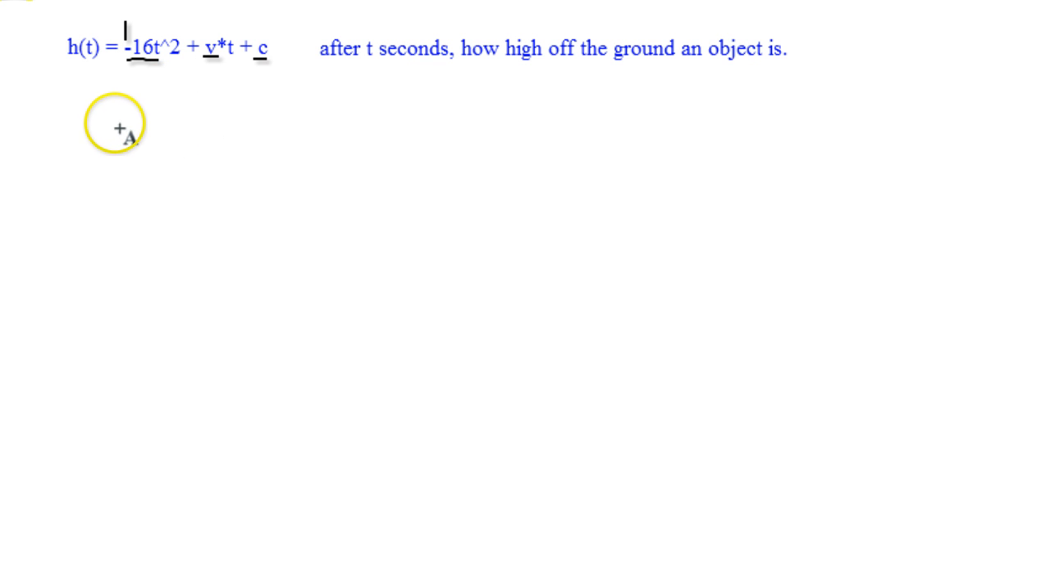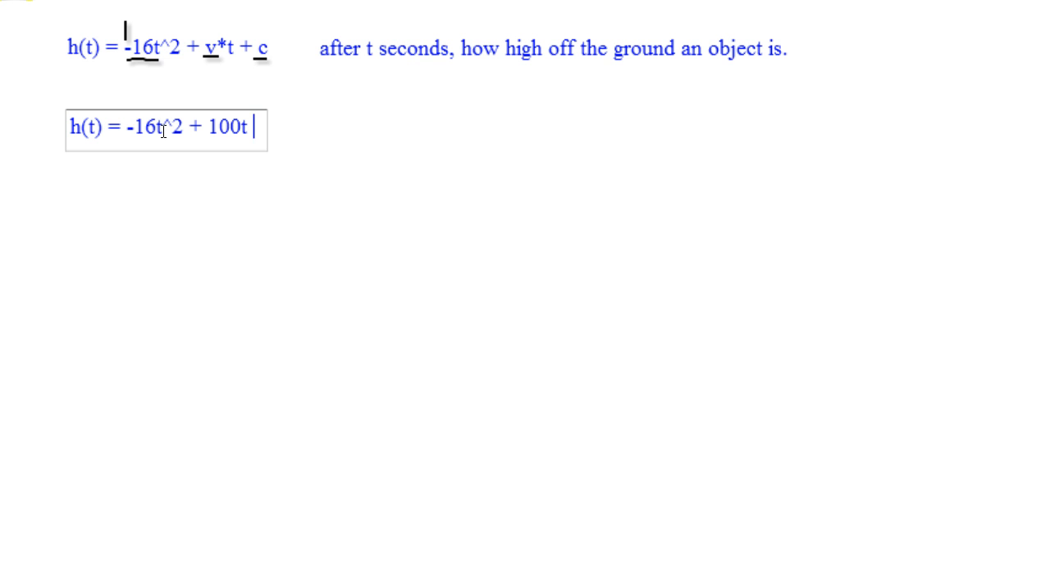Alright, so if we wanted to find out, let's say that we were shooting out of a cannon a person, and that person was being shot out at an initial speed of, let me see, 100 feet per second.